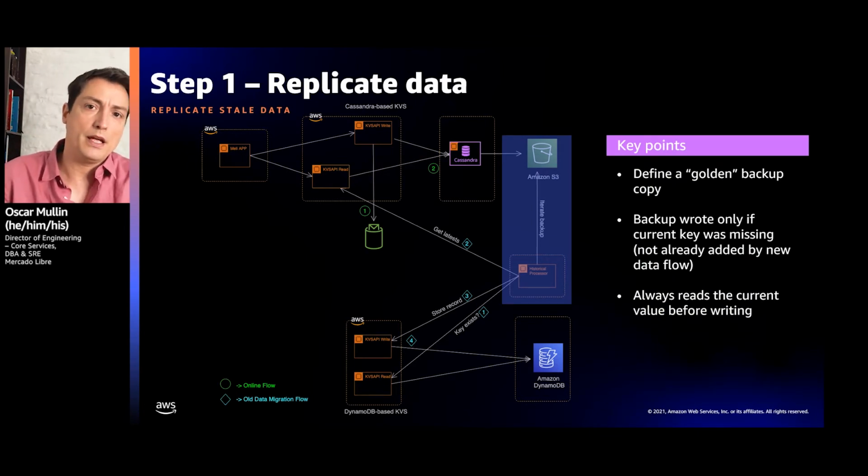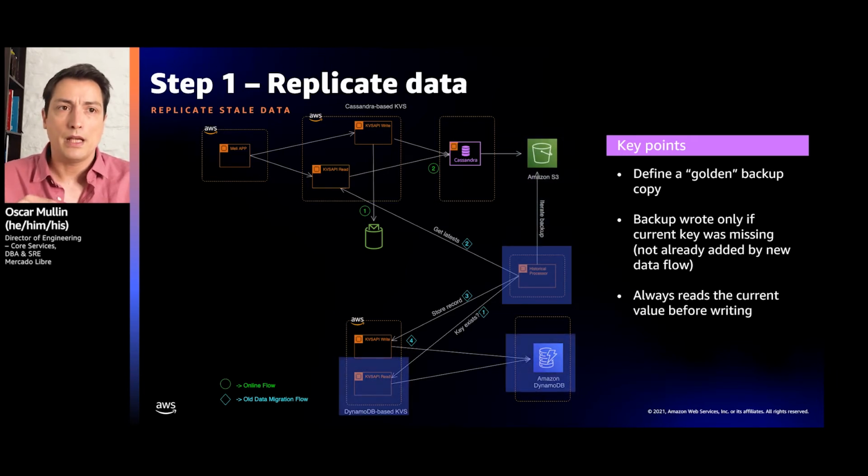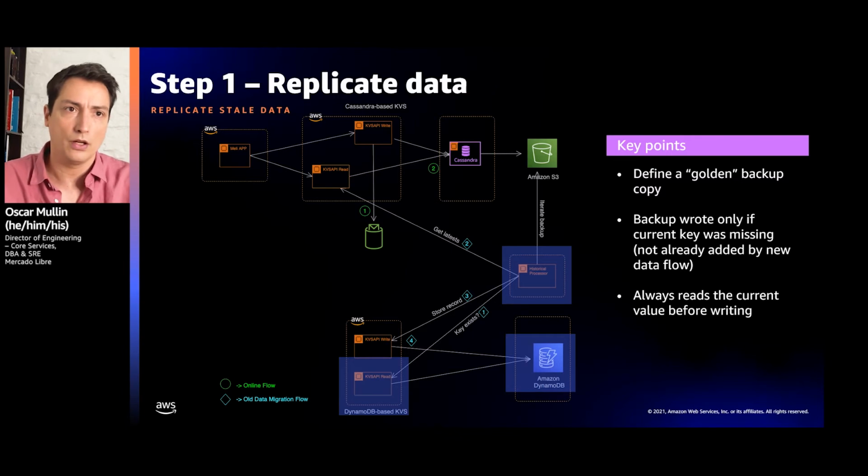But then we have to replicate the stale data, or the old data. So the night after we started the replication of the new data, we took a backup of our Cassandra cluster, and we have a historical processor that would iterate through the backup. The first step was talking to the KVS API read scope in the Dynamo-based KVS. Why that? Because if the key was already there, it meant that it was written by the new data flow, so we don't have to go get the latest value from Cassandra and write it. It's already there from a newer process, so we don't have to do anything.